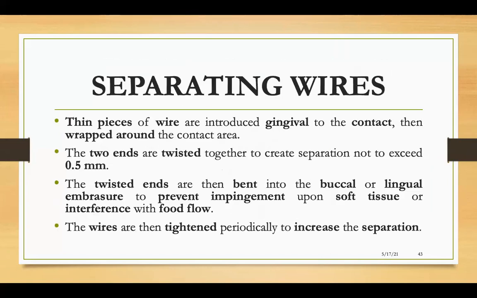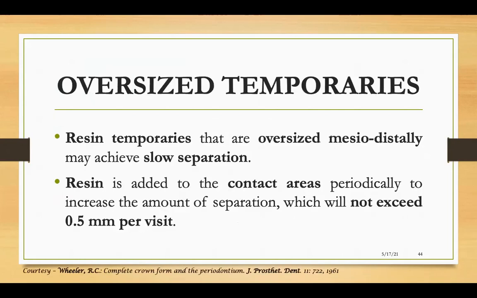Separating wires, the first method: thin pieces of wire are introduced gingivally to the contact, then wrapped around the contact area. The two ends are twisted together to create separation not to exceed 0.5 mm. The twisted ends are then bent into the buccal or lingual embrasure to prevent impingement upon soft tissue or interference with food flow. The wires are then tightened periodically to increase the separation. This is exactly what your orthodontist will do to you.